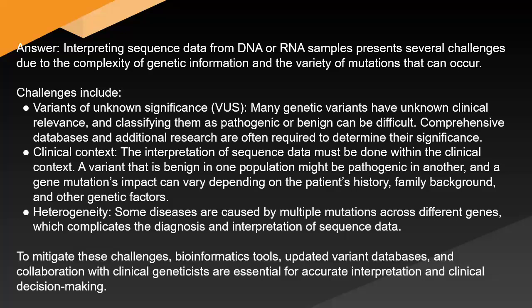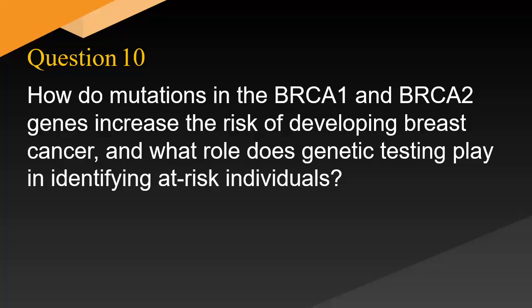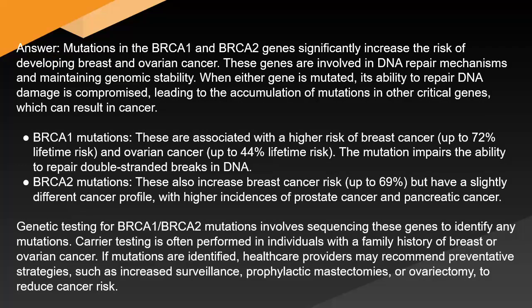clinical decision-making. How do mutations in the BRCA1/BRCA2 genes increase the risk of developing breast cancer, and what role does genetic testing play in identifying at-risk individuals? Answer: Mutations in the BRCA1/BRCA2 genes significantly increase the risk of developing breast and ovarian cancer. These genes are involved in DNA repair mechanisms and maintaining genomic stability. When either gene is mutated, its ability to repair DNA damage is compromised, leading to the accumulation of mutations in other critical genes, which can result in cancer.